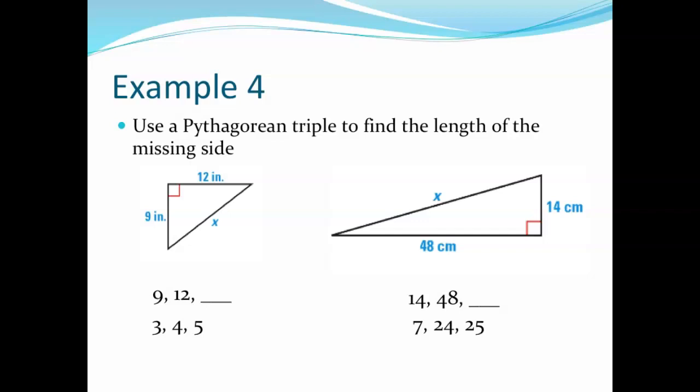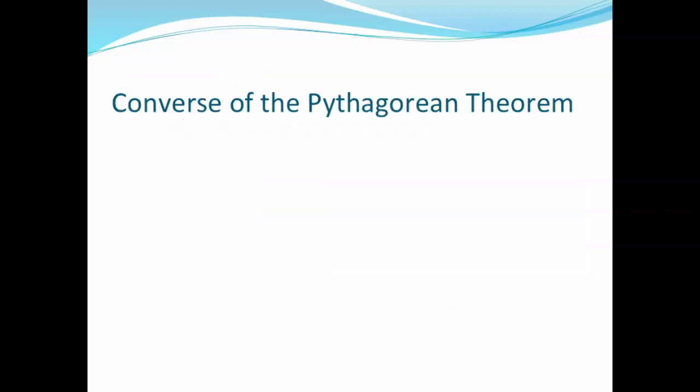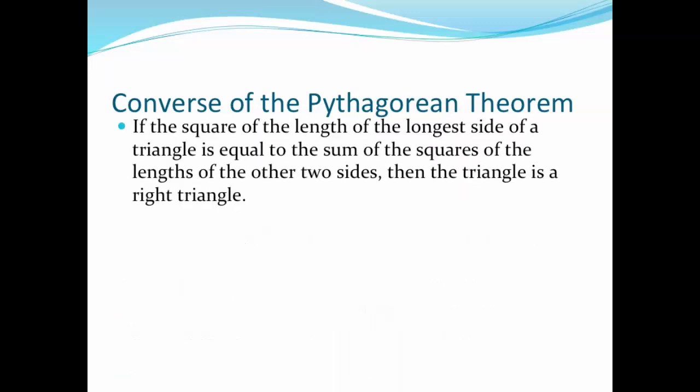Now that we've talked about the Pythagorean theorem, let's talk about the converse of the Pythagorean theorem. So remember, the Pythagorean theorem said that if you have a right triangle, then the sides are related by c squared equals a squared plus b squared. The converse works the other way. So if the square of the length of the longest side of a triangle is equal to the sum of the squares of the lengths of the other two sides, so in other words, if c squared is equal to a squared plus b squared, then the triangle is a right triangle.